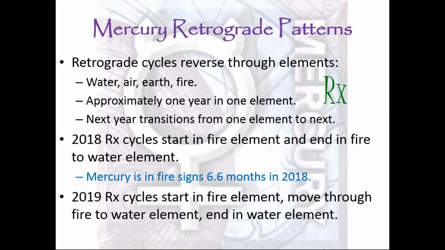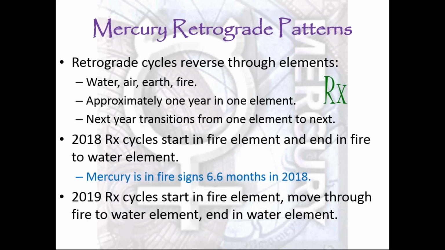Now, Mercury's retrograde planet patterns: it cycles in reverse through the elements. So if you've been an astrologer for a while, you can go fire, earth, air, water, which is Aries, Taurus, Gemini, Cancer. Well, Mercury reverses through the elements so that it goes water, air, earth, fire. And it will have approximately one year in one element.